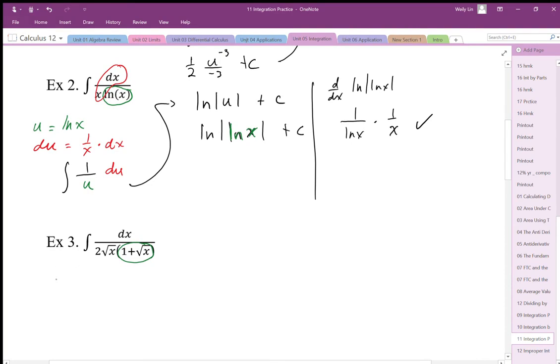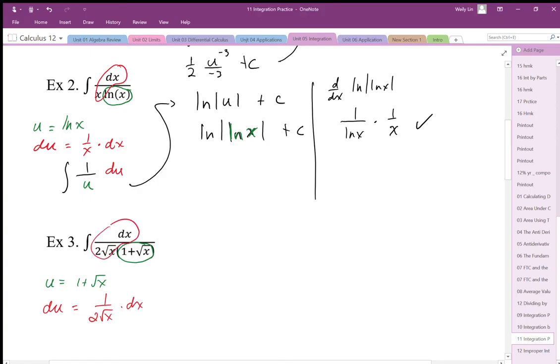So I'm going to let my u equal 1 plus square root x. And then my derivative is going to generate that 1 over 2 root x. So there's my du, 1 over 2 root x, and I'll move the dx over. There it is. It shows up again.